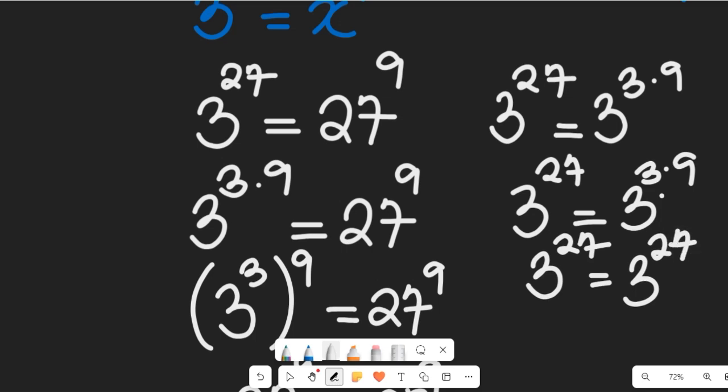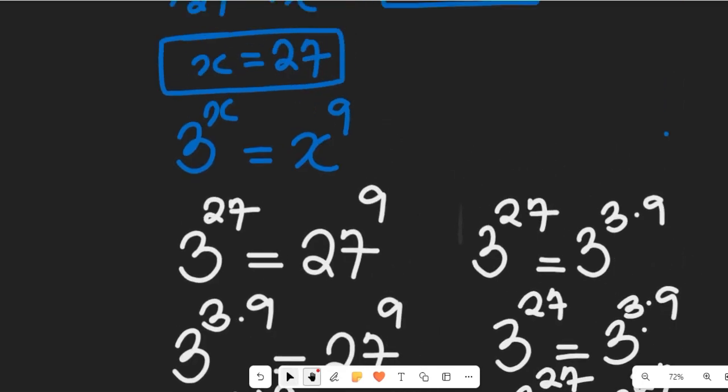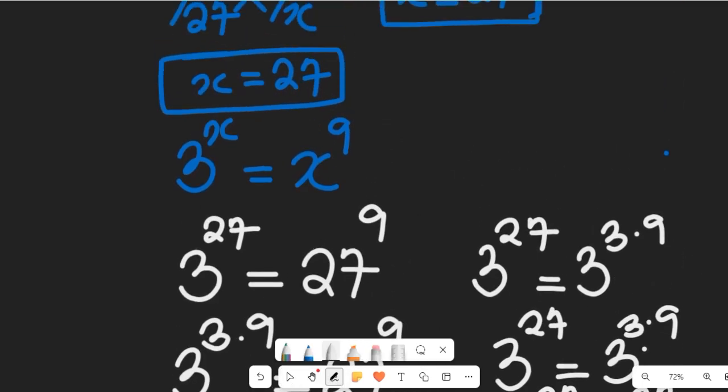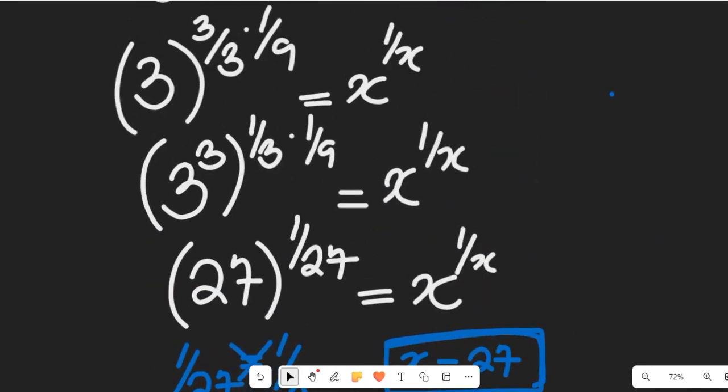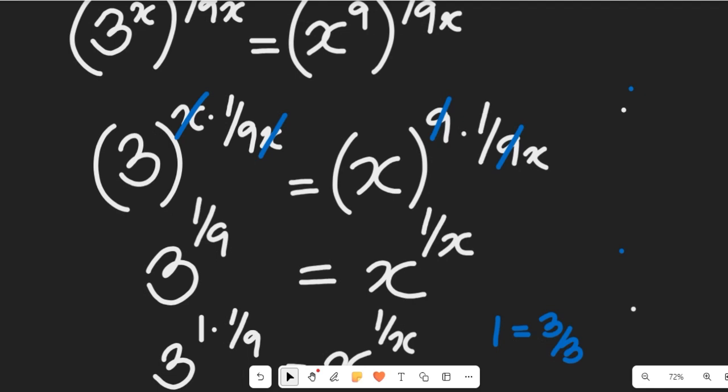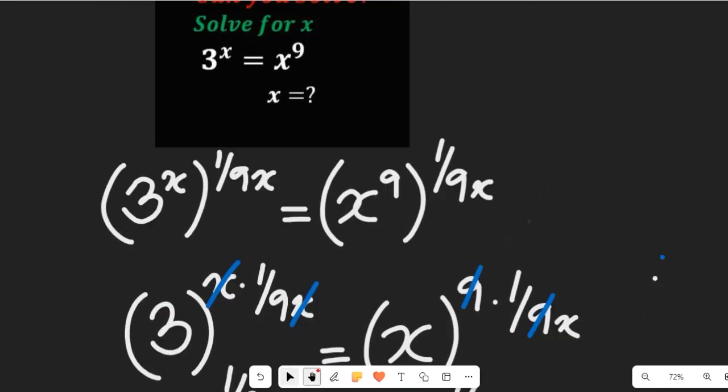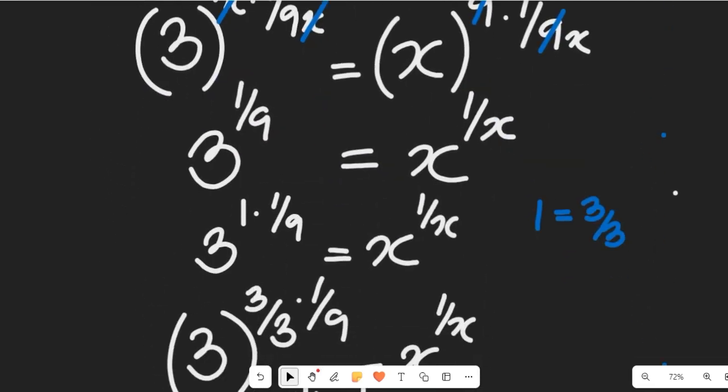So whichever way you take to check, you'll find out that the value of x equal to 27 is the solution that satisfies that exponential equation given to us up there.